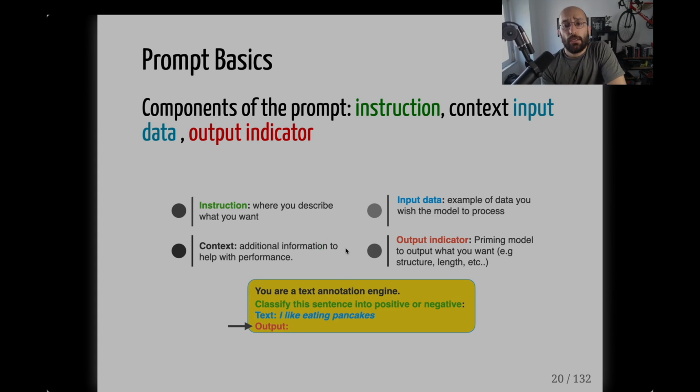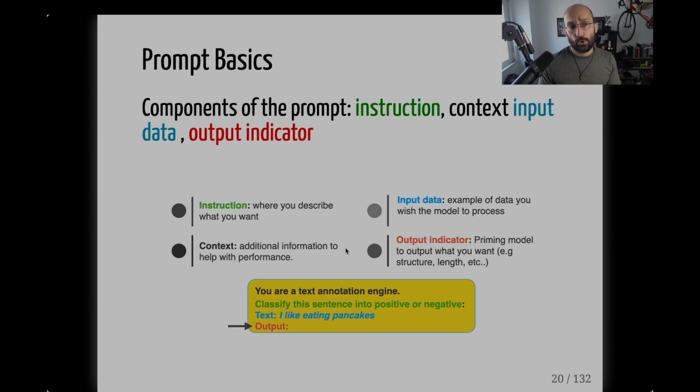And then you have something called the output indicator. Now, the output indicator is where you prime the model to output what you want in the way that you want. So it's where you prime the model to output something with a certain format, with a certain structure. You want the answer in 1 paragraph or 2 paragraphs, etc. Right? So you have these 4 components.